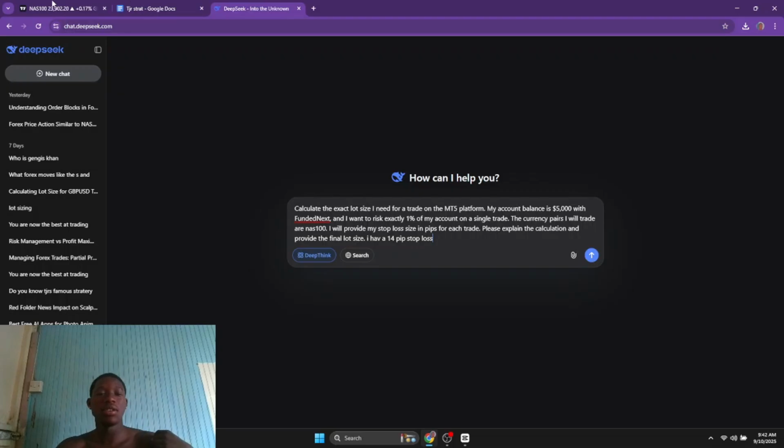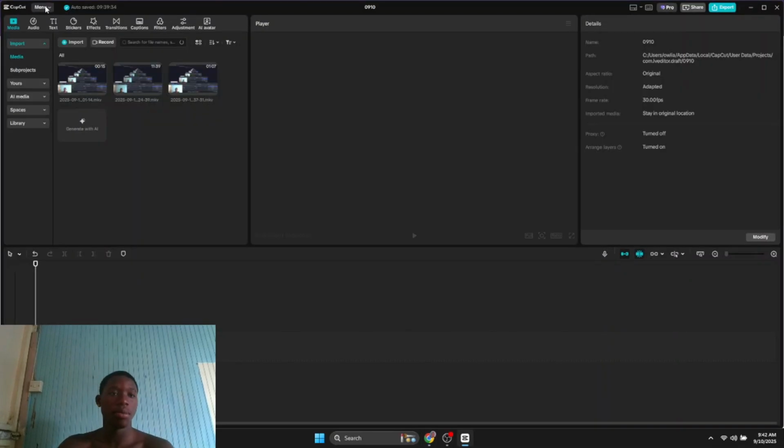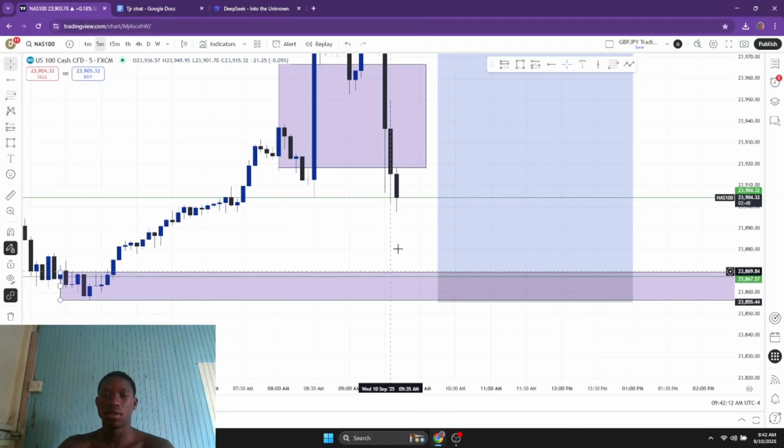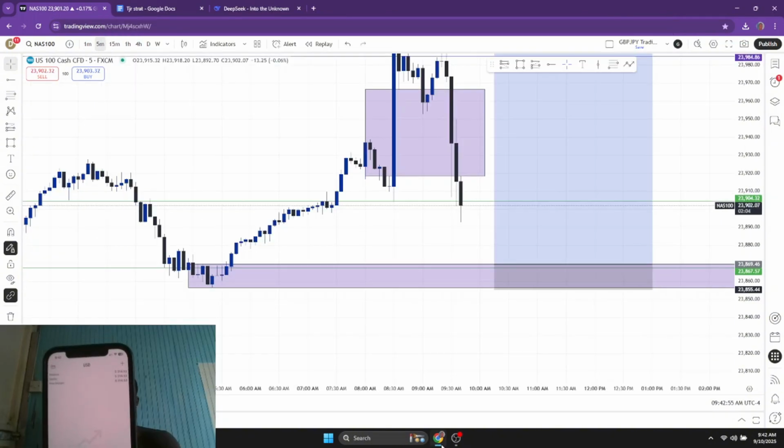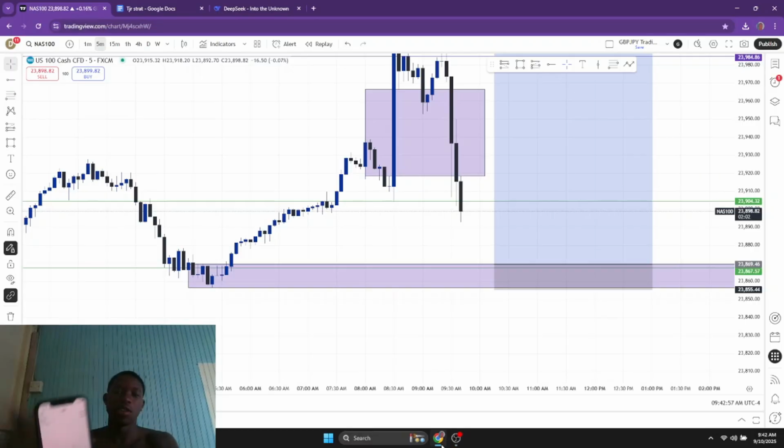I think it's ticking it away, probably because I have Capital open over there. That's MT5 right there, guys. So that's where we're going to be executing the trades.